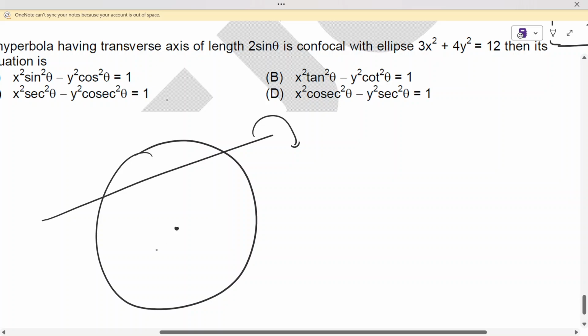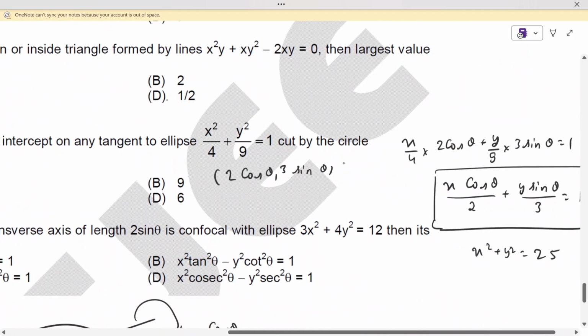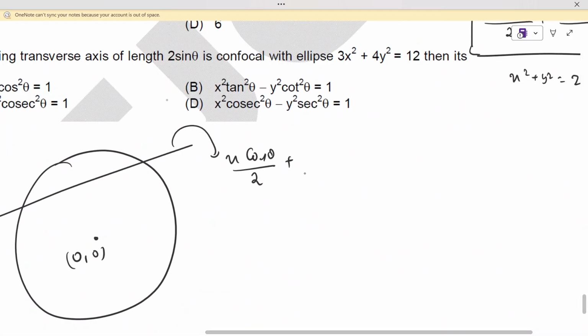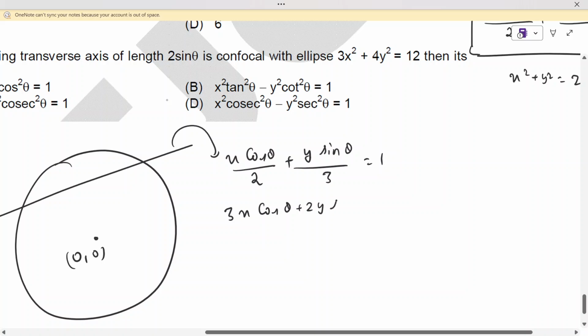Again, the same question which I discussed previously. The tangent equation is x cos theta by 2 plus y sin theta by 3 equal to 1. So take the LCM: 3x cos theta plus 2y sin theta minus 6 equal to 0. And this radius is 5.